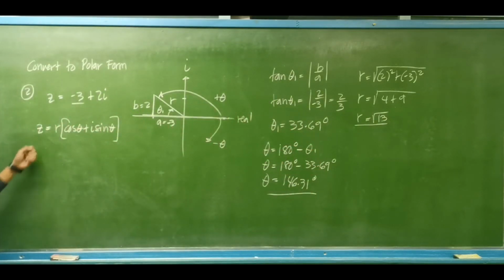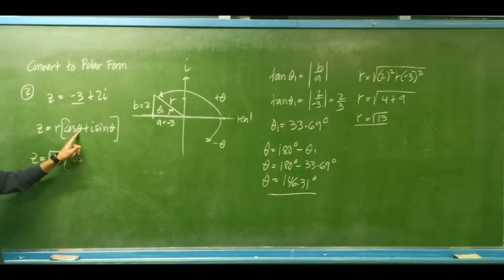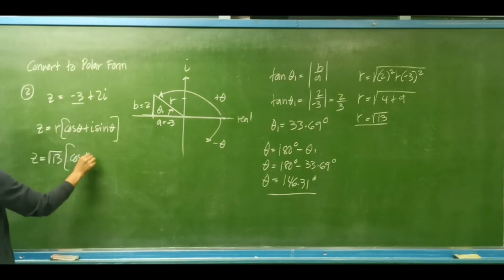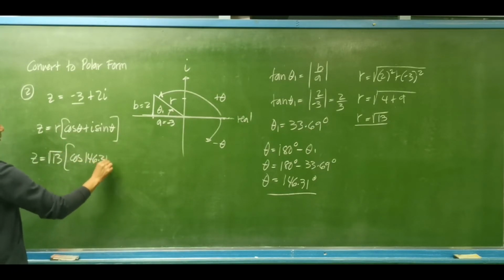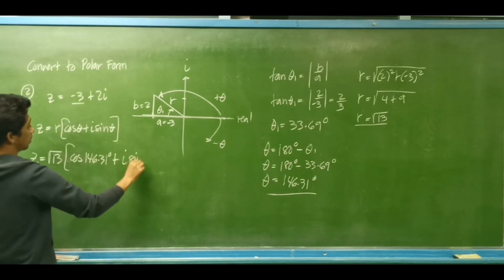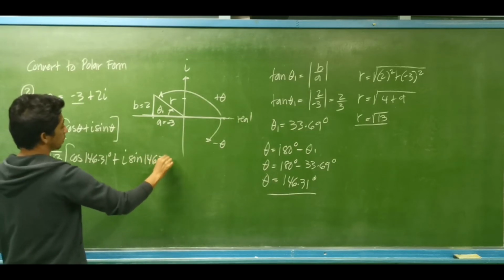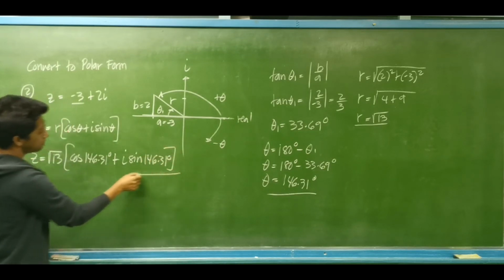Now if we substitute, we have the polar form z is equal to r, that is the square root of 13, multiplied by the cosine of our argument, 146.31 degrees, plus i times the sine of 146.31 degrees. So this will be our answer.